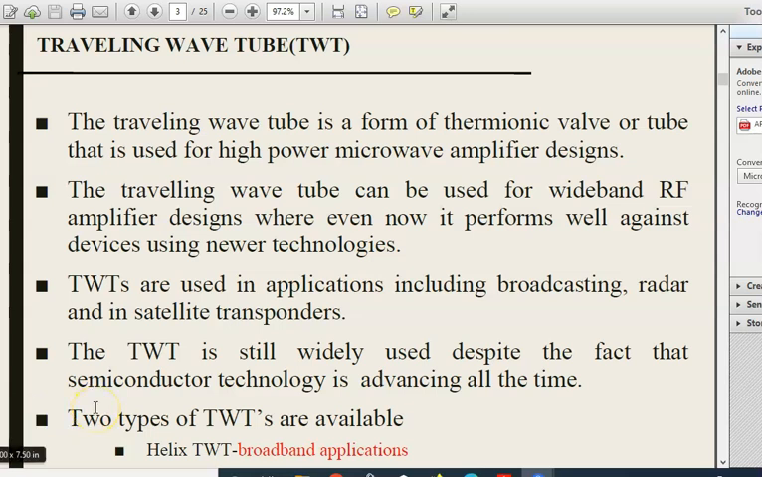So we have already learned the concept of traveling wave tube. Now I'll just say a glimpse of what we have learned. Traveling wave tube means it is a microwave amplifier. And why it is called a traveling wave tube?